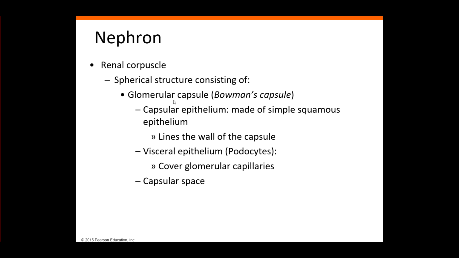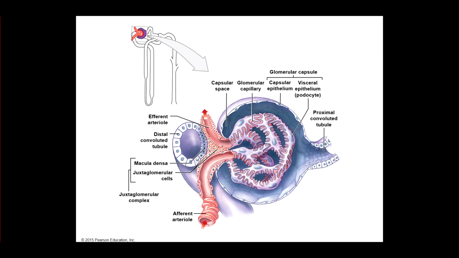So we're looking at the glomerular capsule. Like I said, it used to be known as the Bowman's capsule, but there are a number of people that still call it the Bowman's capsule. It has three parts to it that we're going to look at. We're going to look at the capsular epithelium, the visceral epithelium, and the space in between known as the capsular space. So before we go through the notes, let's take a look here.